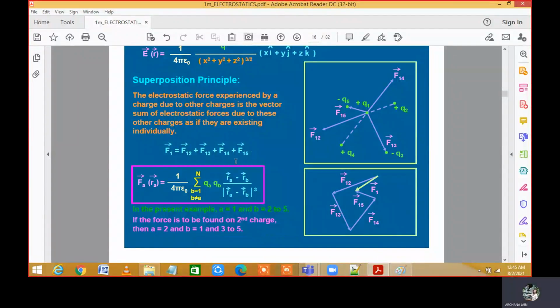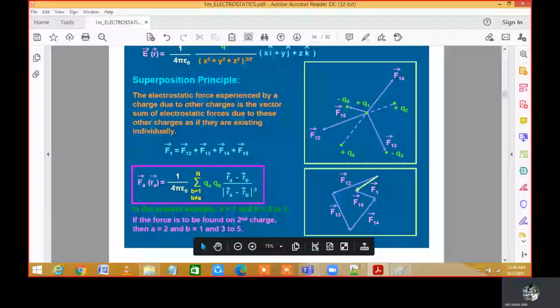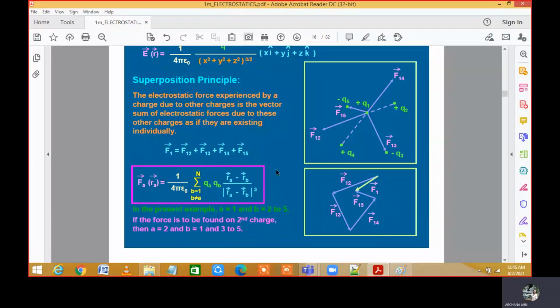In generalized form, we write the formula as Fa, Ra position vector, then 1 upon 4 pi epsilon naught sigma b is equal to 1 to n, where b is not equal to a, Qa Qb, Ra minus Rb vector. Ra and Rb are the position vectors for Qa charge and Qb charge, and Ra minus Rb whole cube means we take the modulus and then take the cube of this. In this example, if we take A is equal to 1, then B is 2, 3, 4, 5.